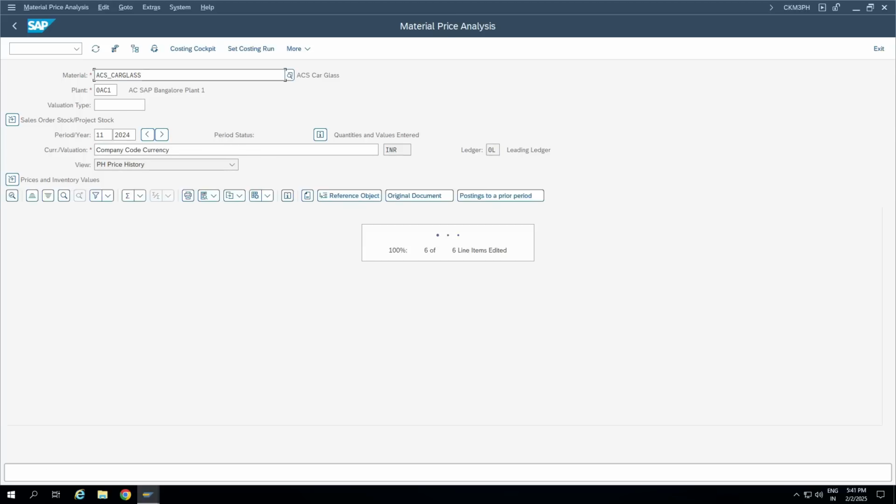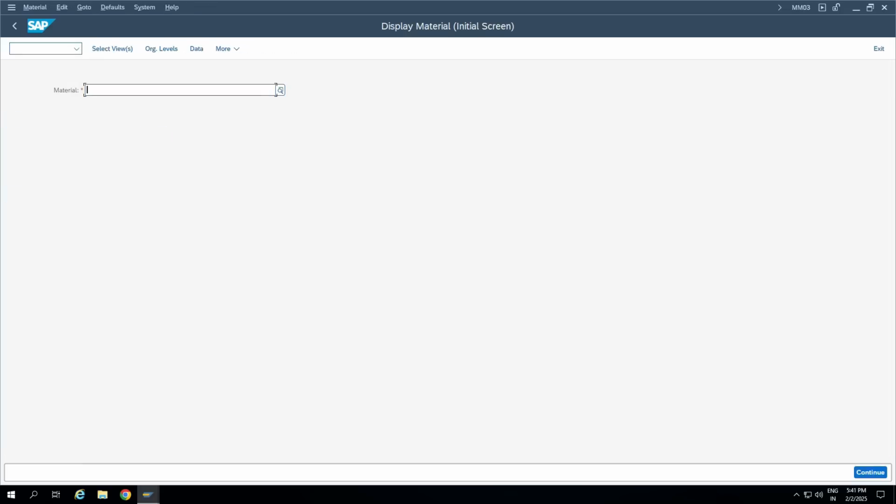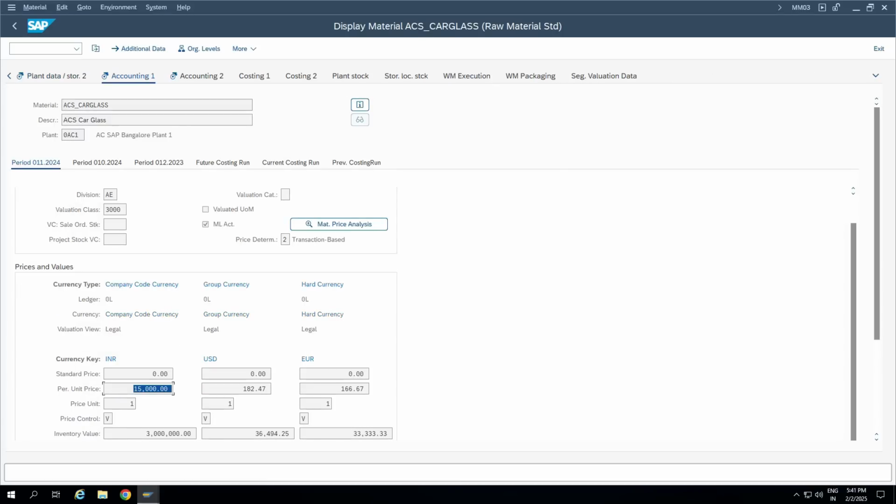So if I reopen the material, I'll also see that updated in the material master. So let me open MM03, the same material again, accounting 1 tab, and here if you see the per unit price or the periodic unit price is now 15,000. This is how the moving average price is dynamic in nature. It changes based on the transactions happening on that material, and any differences between the moving average price and the transaction value is directly absorbed onto the inventory, which means the inventory valuation is changing.